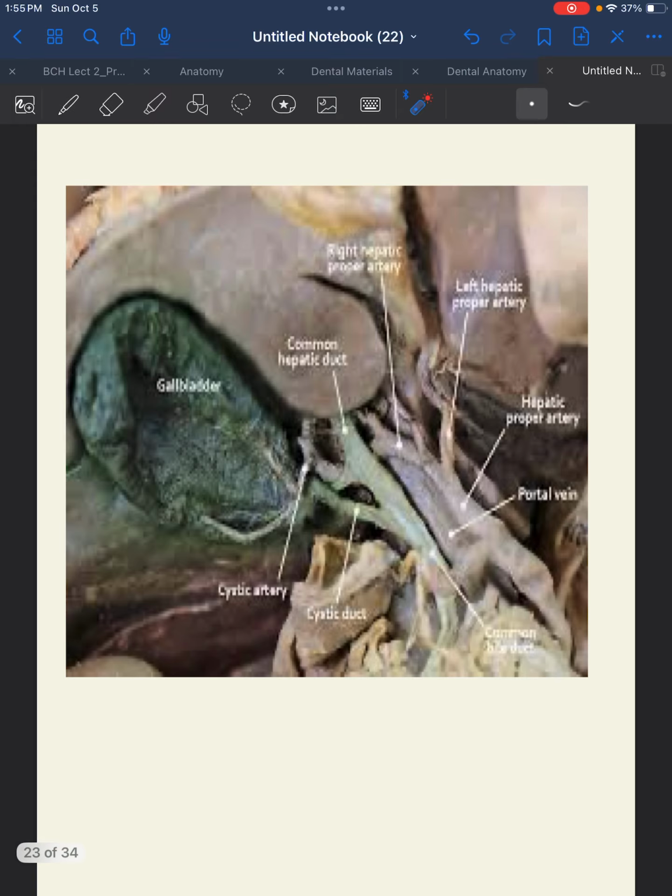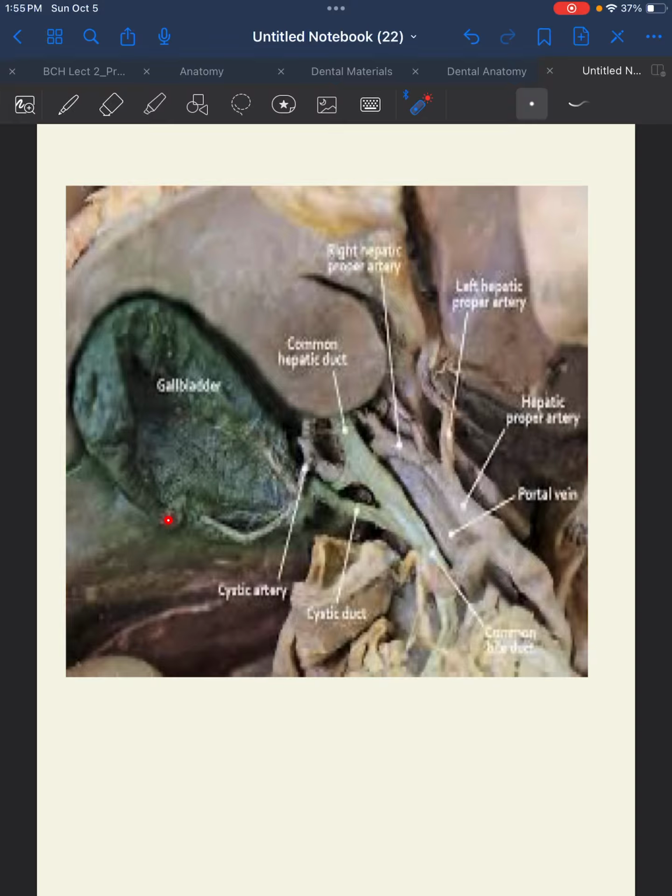So on a cadaver, here's what it would look like more or less. So here is the actual proper hepatic artery right here. There it is. And then you're going to have your right hepatic artery, your left hepatic artery. Underneath that, you're going to have the portal vein. And then over here, you would have the common hepatic artery. We already went over that, so let's pose our attention to the actual gallbladder.